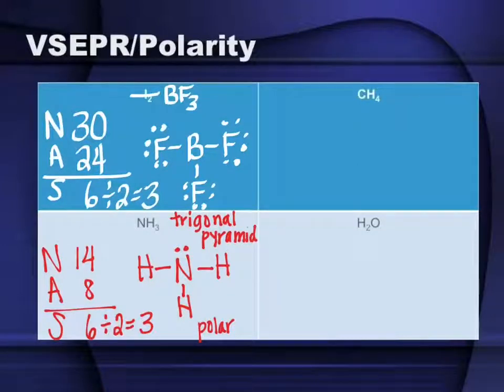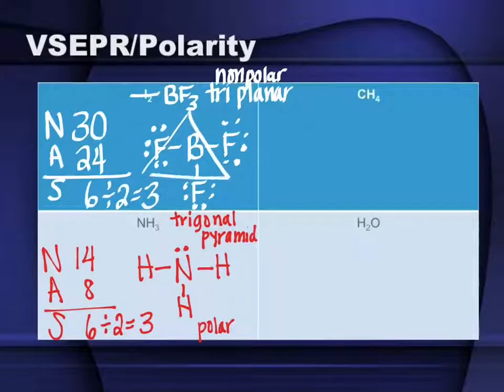So what is the shape? It's trigonal planar. And what is its polarity? I would say it's nonpolar. It is nonpolar. You have this triangle like this. If I were to slice it like that, you have that symmetry right there.